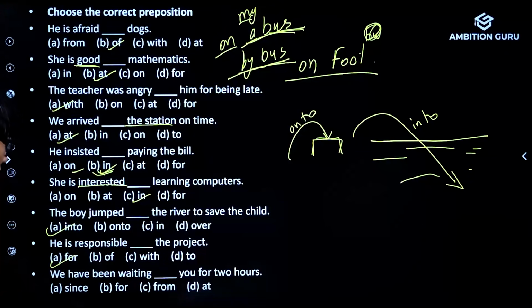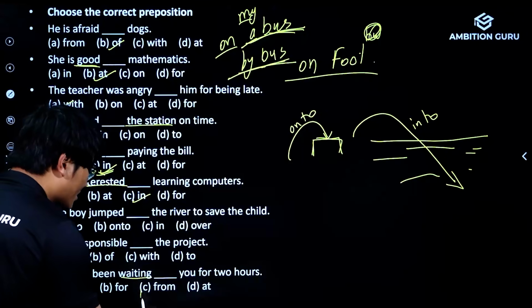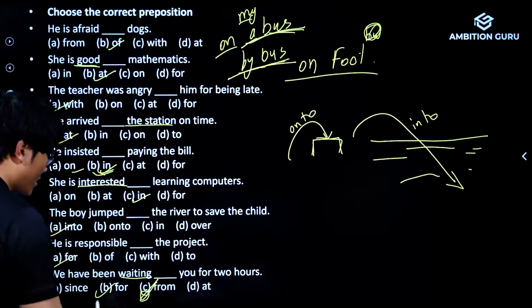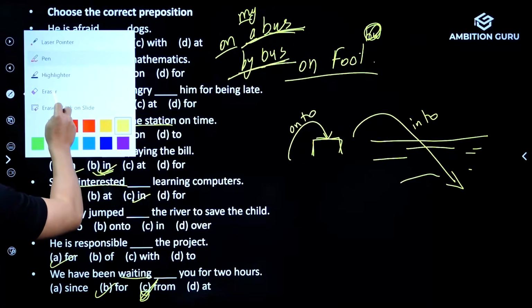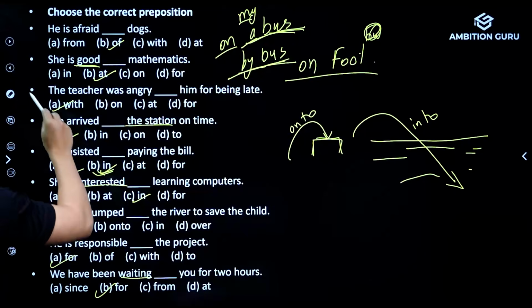We have been waiting you for 2 hours. We have been waiting since you for 2 hours. We have been waiting for you for 2 hours. We have been waiting from you for 2 hours. We have been waiting at you for 2 hours. Yeah. Waiting always takes, sorry, waiting for. Waiting for you.